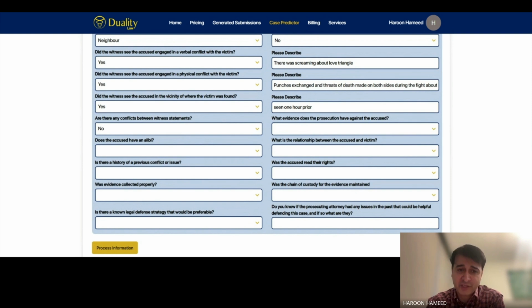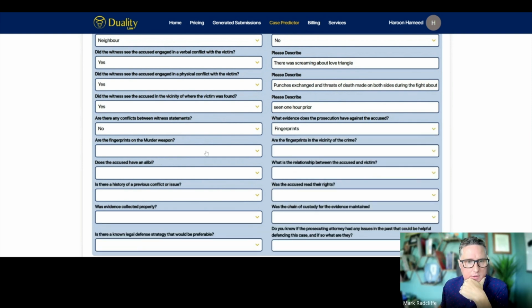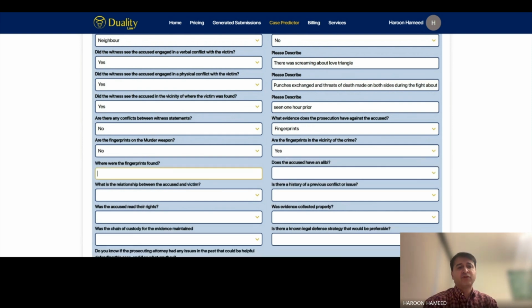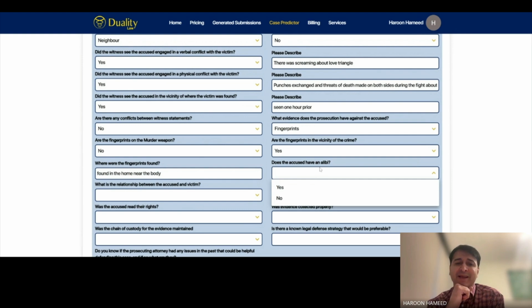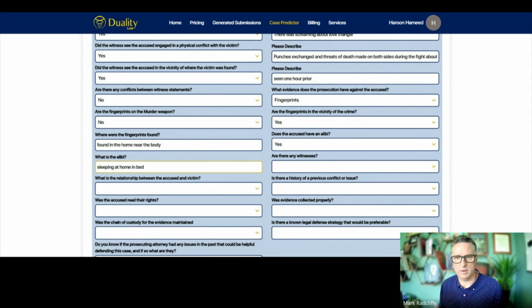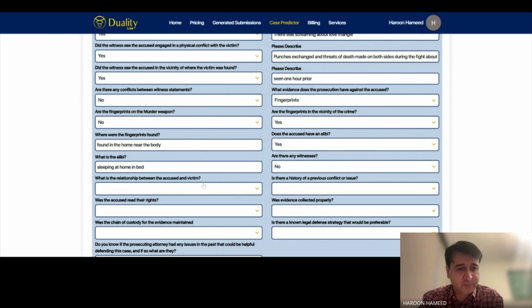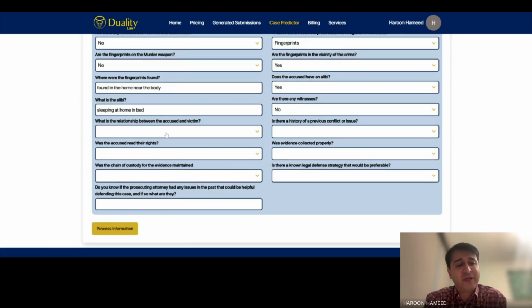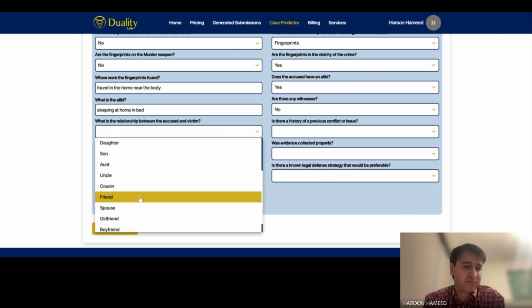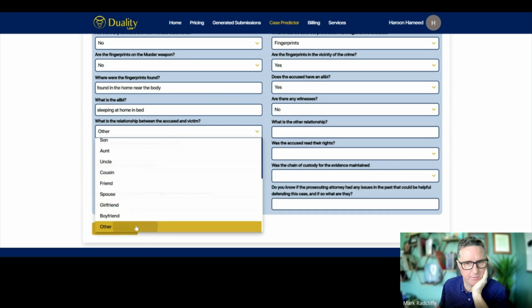Evidence for the prosecution, fingerprints. Let's go with fingerprints. Not on the murder weapon. Vicinity, yes. Fingerprints are found in the home near the body. Does the accused have an alibi? Yes. He was sleeping at home in bed. Okay. Any witnesses? No witnesses. All right. Relationship between the accused and the victim. You just say other. Okay. Others at the bottom. There we go.